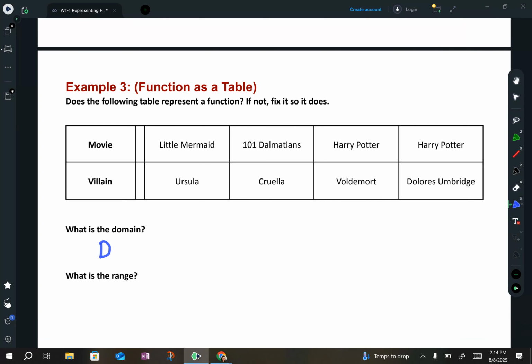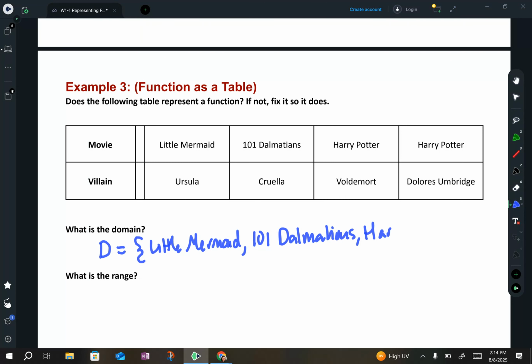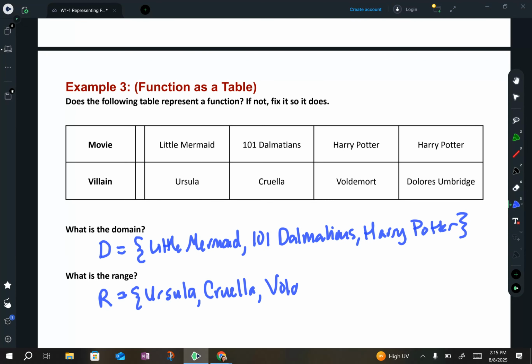So our domain is going to be equal to all of our movies. And we're going to list them. So we have Little Mermaid, 101 Dalmatians, Harry Potter, and again, we have Harry Potter. We already have that listed in our set, so we don't have to list it again. All right. And what is our range? Well, our range is all of our outputs. So we have Ursula, Cruella, Voldemort, and Dolores Umbridge.